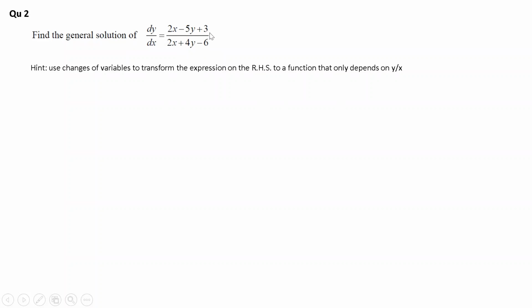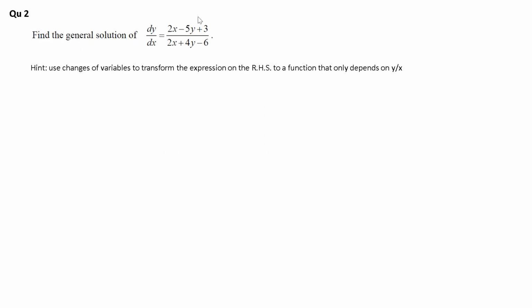So the first thing I want you to think about a little bit is that you first need to make some variable substitution, to make this equation or this function look like a homogeneous function. That's the first trick you need to do here.